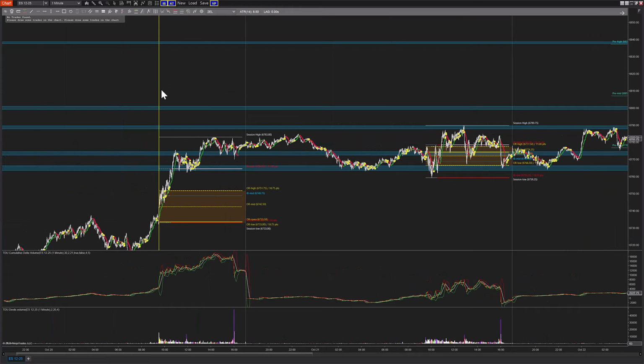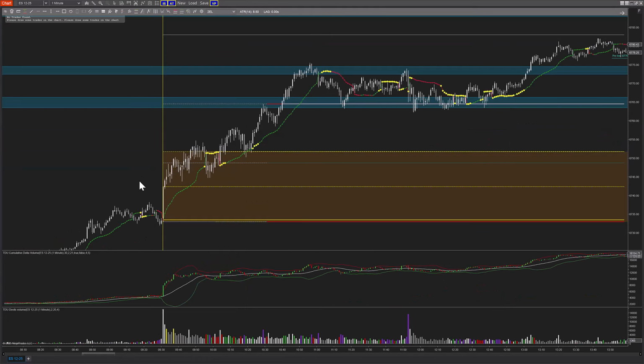Okay, so that said, now that we understand what these levels are and looking at how the market responds to them, let's go back to Monday morning here. Let me open this up and we'll get started. Okay, now I've opened this up a little bit. Now here's the criteria for entry.